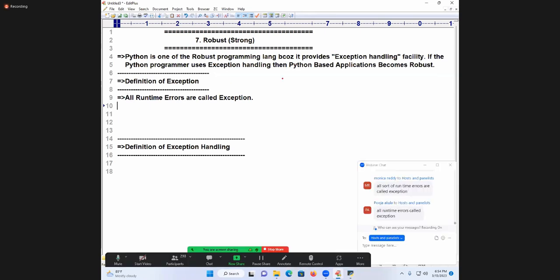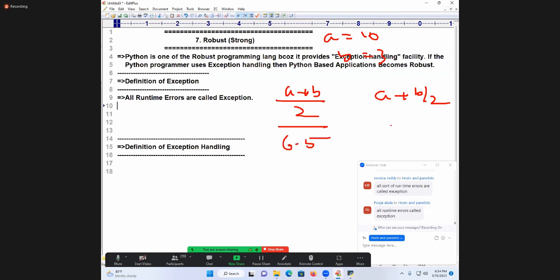You see, (a + b) / 2. Is there a lot of difference there or not? Here the result is different. A is equal to 10, b is equal to 3. If I write it here, what will you get? 6.5. If you write it here, what will you get? 11.5.